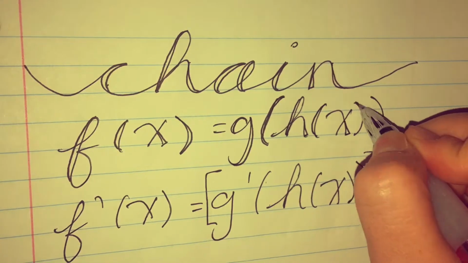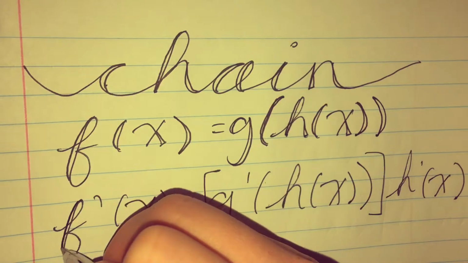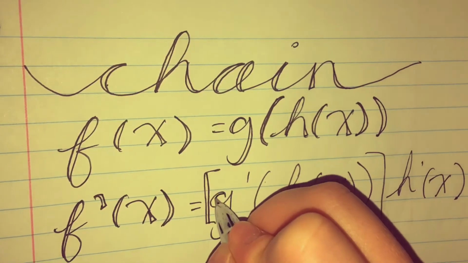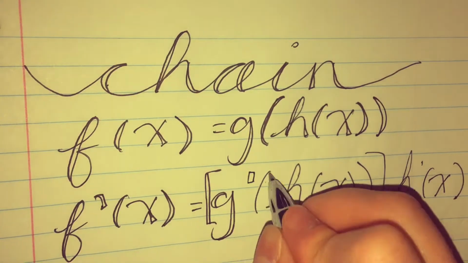This rule may also be written in the alternative dy over du times du over dx notation, also known as Leibniz notation.